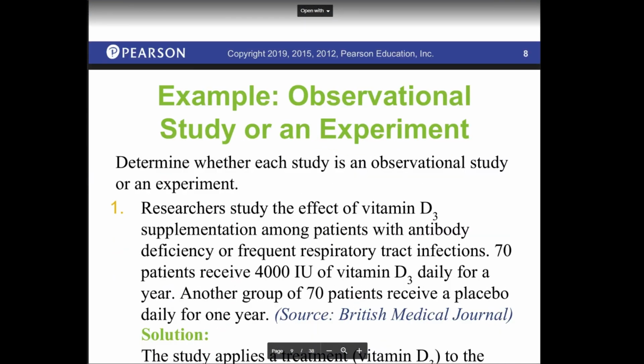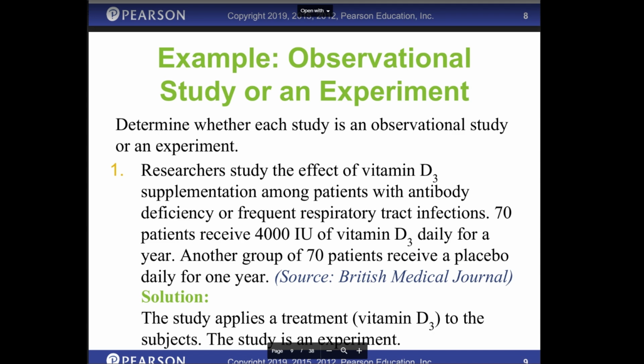And then here are examples of an observational study or an experiment. So we're going to figure out if each one is either an observational study or an experiment.